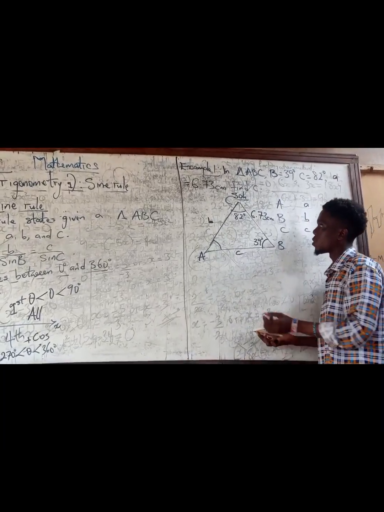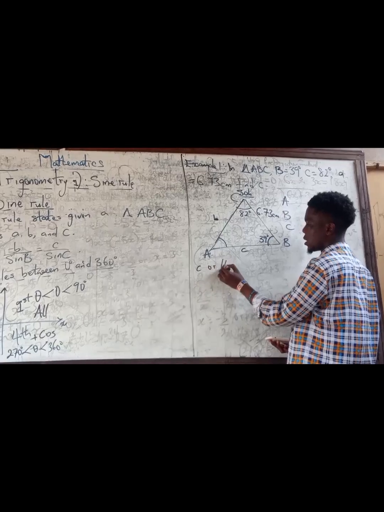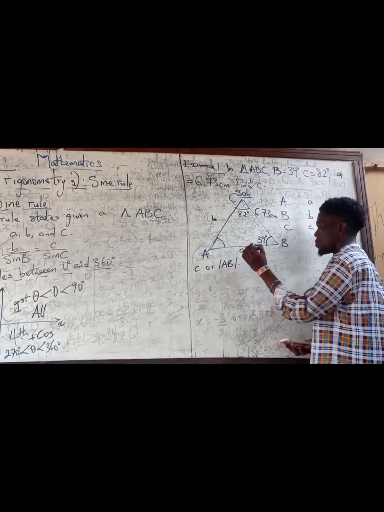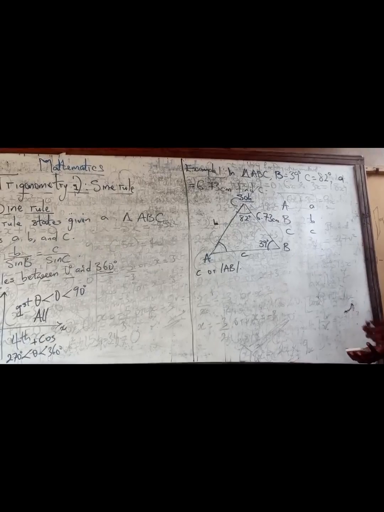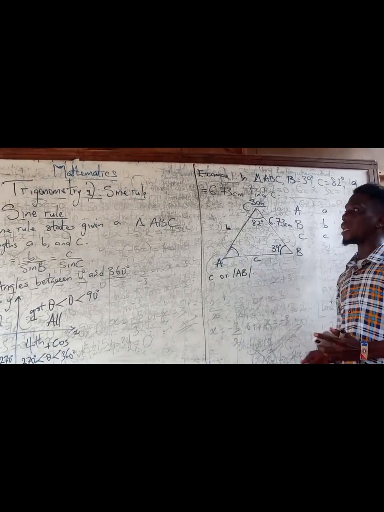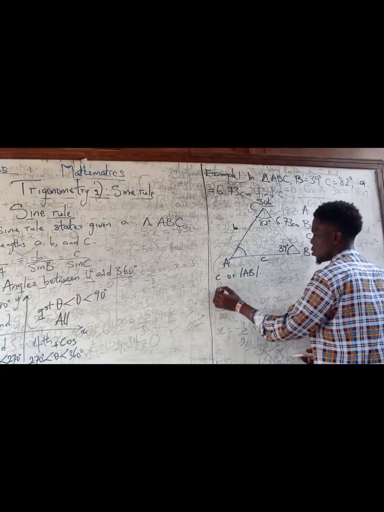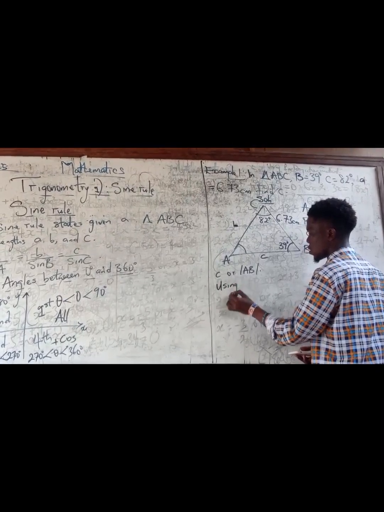So we are looking for C. Or if you don't want to call it C, you can say line AB. Now, I'm looking for line AB. What do I do? I'm going to apply sine rule. So I'm going to say, using sine rule.